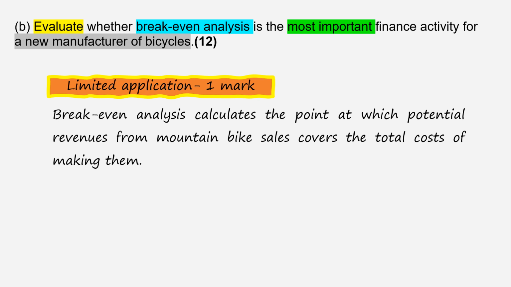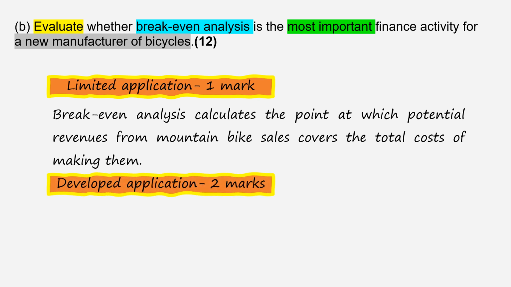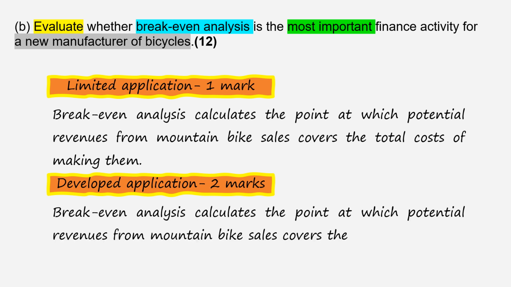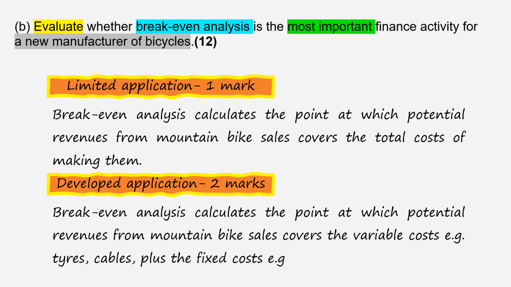Here, when the student is writing the application, it is not only a word he or she is writing, but a proper sentence. Okay, try to focus on this part. And a developed application is: a break-even analysis calculates the point at which potential revenues from mountain bike sales cover the variable costs. Look carefully, the student is explaining in detail. The mountain bike sales cover the variable costs, for example tires, cables, plus the fixed costs, for example rent of the factory. That is one example of a developed application for 2 marks.